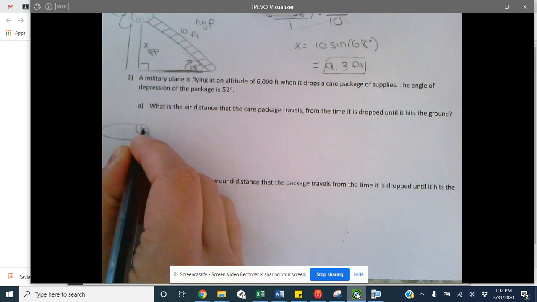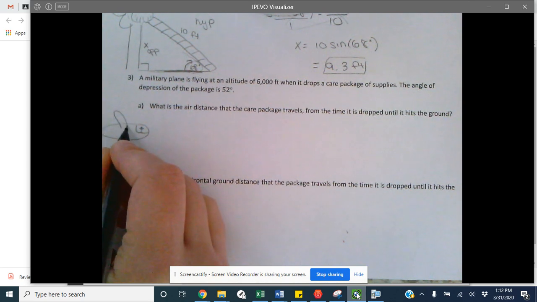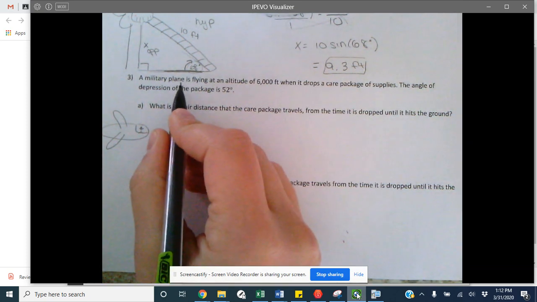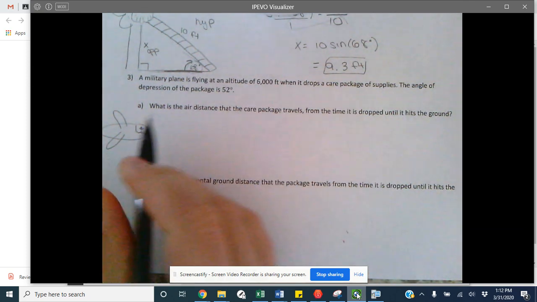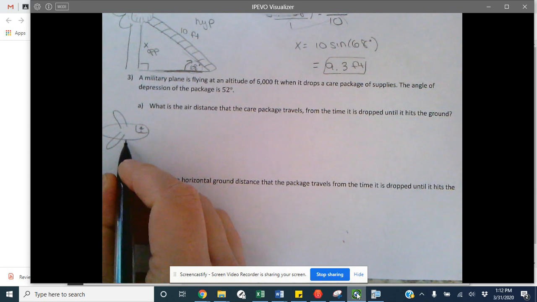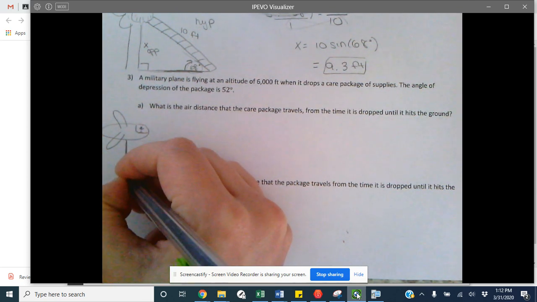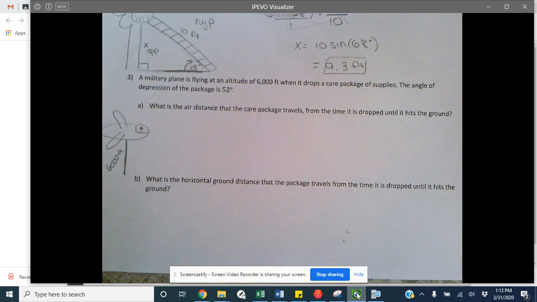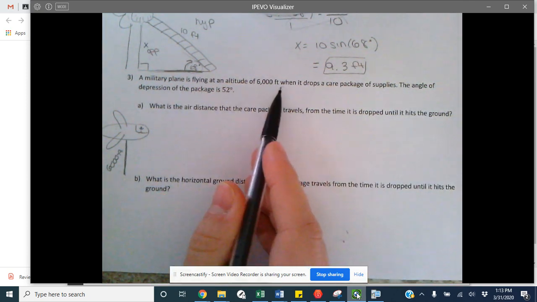There's our little pilot, and the wings of the plane. Alrighty, so it says that it is at an altitude of 6,000 feet. Well, altitude is height. So the height of this plane is going to be 6,000 feet. And now the angle of depression, because it's dropping a care package.